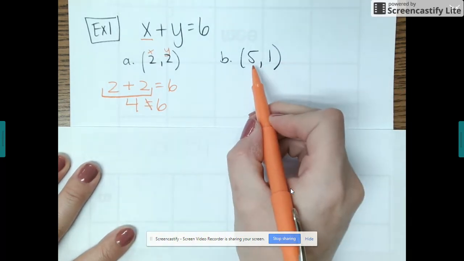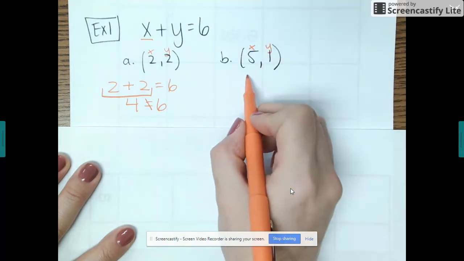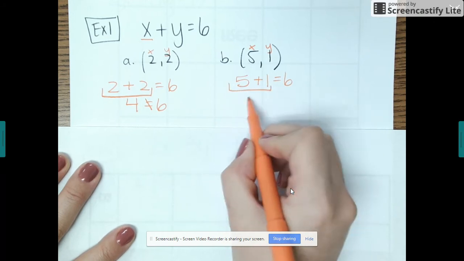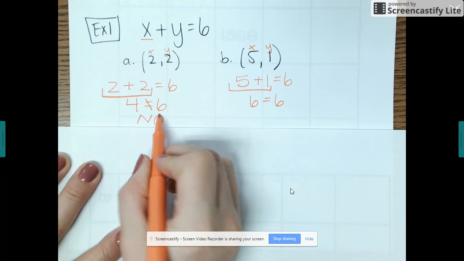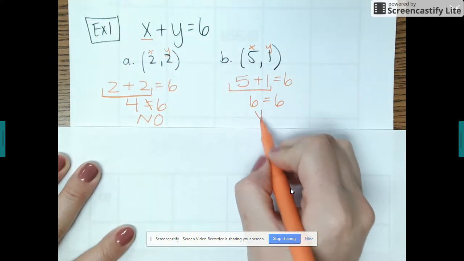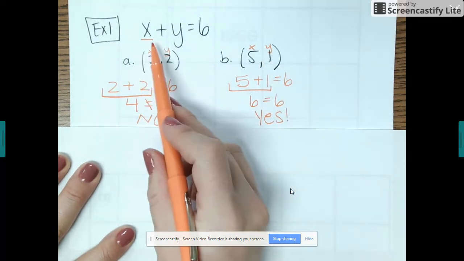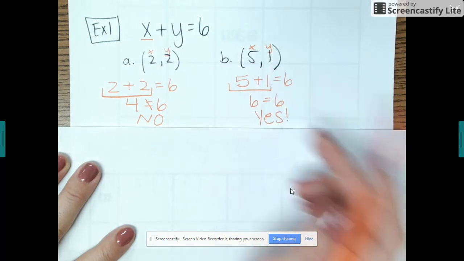So let's do this one and see if it works. X is 5, Y is 1. So it's 5 plus 1 equals 6. So this one is a no. So this point does not lie on this line. And this one's a yes. This one does lie on this line. So if we graph this line with an XY chart, 5, 1 will be a point.